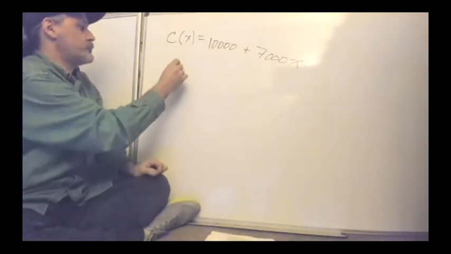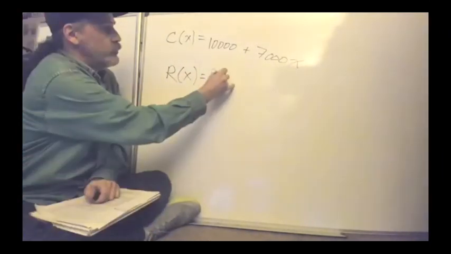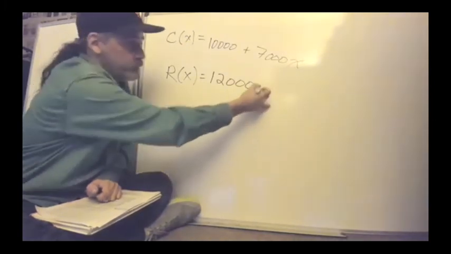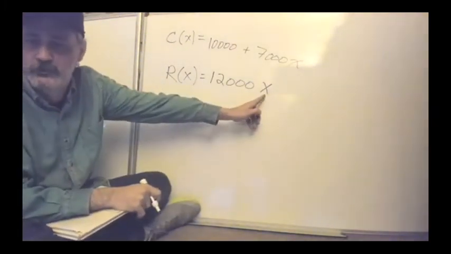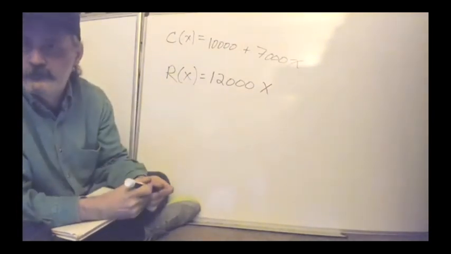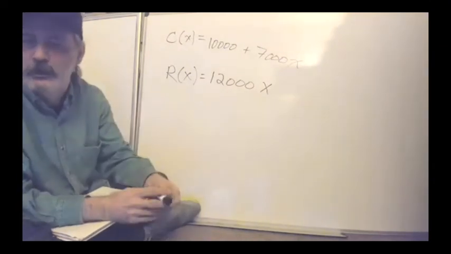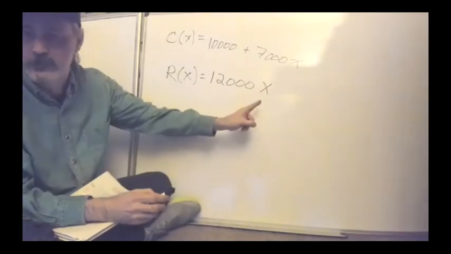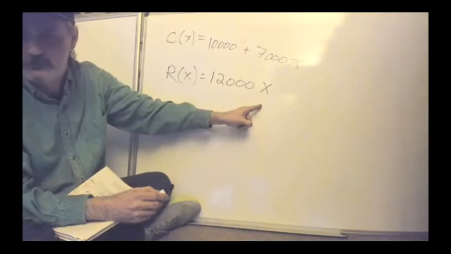Now the next function is the revenue function. So we can represent that process by saying 12,000 times however many cars we build. So if it was 2, this would be 2 times 12,000. Okay, so X is the amount of cars. So the input variable that we're using in our rules is the number of cars.